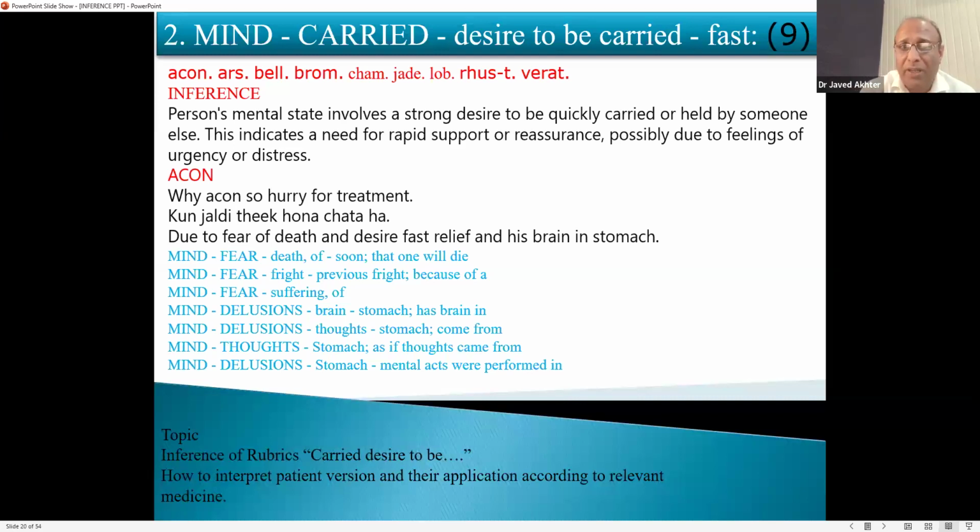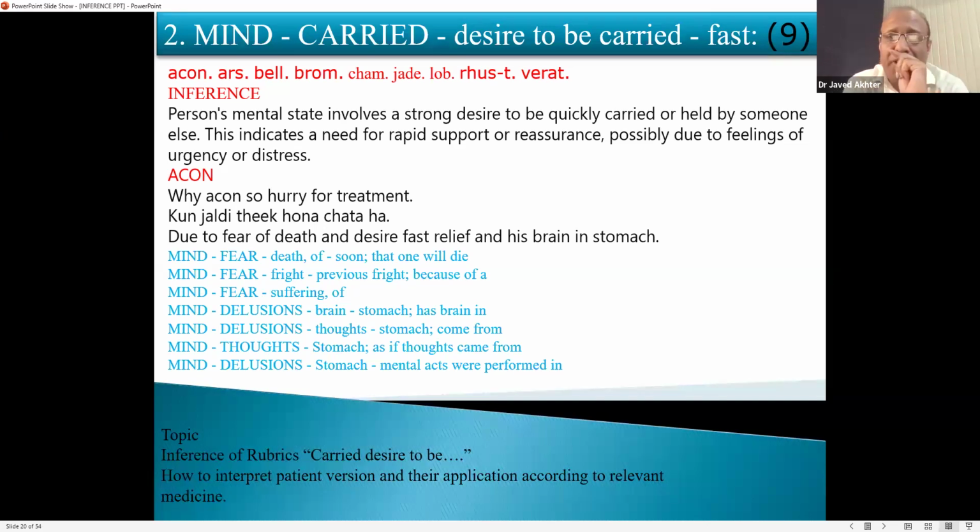So what is the meaning of this rubric? Why aconite? If you know the why of this, you can ask the question, and the patient will reply, why I'm going to be cared for, why I want relief immediately. So aconite, hurry for treatment. Why do they want to get better quickly? Due to fear of death and desire for fast relief, and has brain in stomach. This is a very important thing. First, the patient thinks that he may die. Number one. Therefore, wants relief.